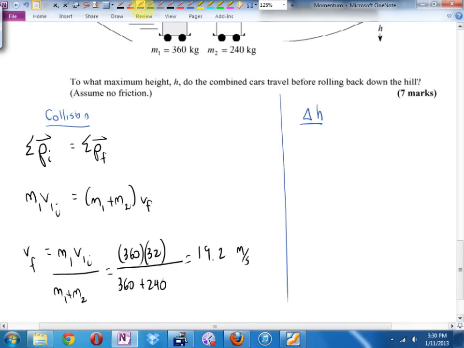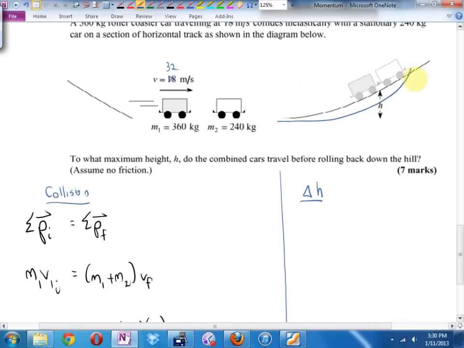We good? Now we go to energies. How do I know to go to energies? There's a change in height, and it's a yucky, curvy path. There's no way I would want to try and tackle that with unit one kinematics where everything was vectors. I want a scalar approach. Energy. Conservation of energy. So I'm going to go kinetic initial and potential initial equals kinetic final, potential final.